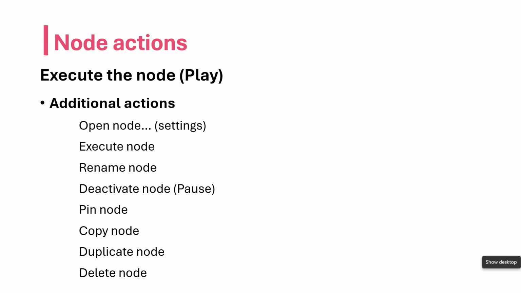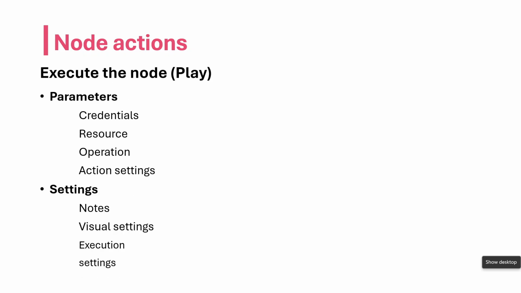First, as we discussed, open node, where you can view or edit your node configurations, then execute node, then rename node, and deactivate node. These work based on their names. Then pin node, where you can keep its output visible, then copy or duplicate, so you can reuse your configurations very quickly. Then delete node. These small actions make workflow management super smooth and flexible.